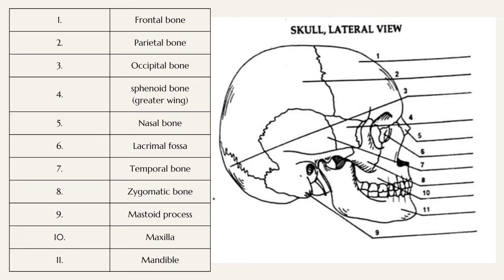Number nine is mastoid process. The mastoid process is a smooth conical projection of bone located at the base of the mastoid area of the temporal bone. The mastoid process's main function is to provide an area of attachment to several important muscles in the head. Number ten is maxilla.